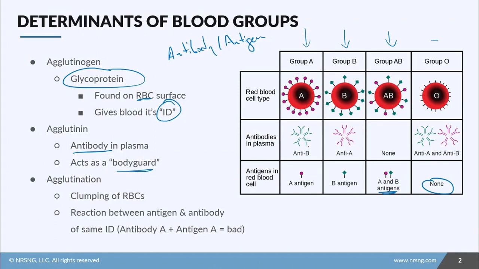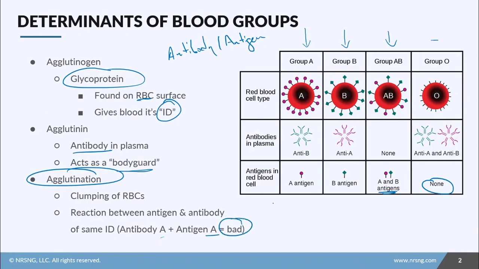If group B blood was introduced to a group A patient, this anti-B antibody in the plasma would see this antigen show up, and it would then cause a reaction. And this reaction is really important. This reaction is called agglutination, which is a clumping of red blood cells. The reason this happens is because it's a reaction between the antigen and the antibody of the same ID. So when we talk about antibody A and then antigen A, that's a bad thing.